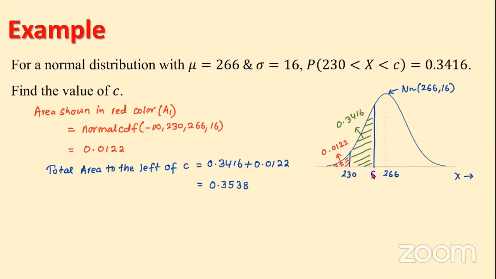The reason we want to find the total area to the left of c is that it will help us find the value of c, because we have this one for our calculator.